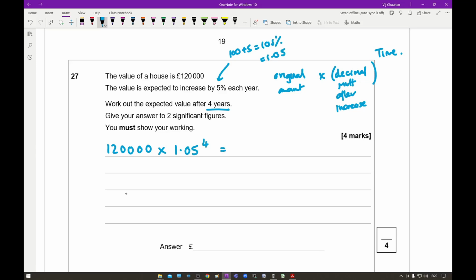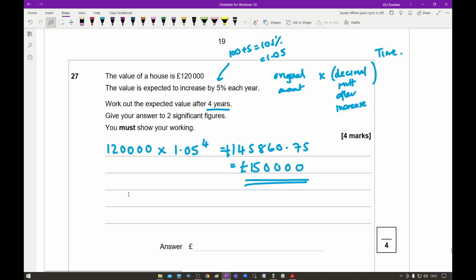And if I type that all into my calculator, 120,000 times 1.05 to the power of 4, I get an answer of 145,860.75 pounds. From this, I then want to round it to 2 significant figures, and the second significant figure refers to the ten thousands. So the correct answer is 150,000.